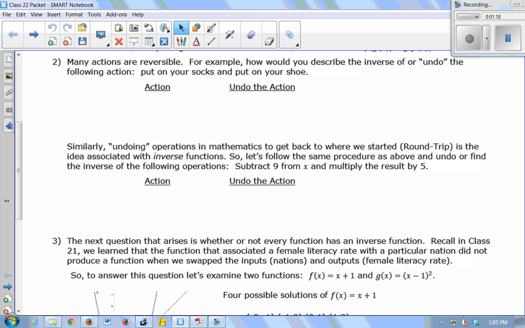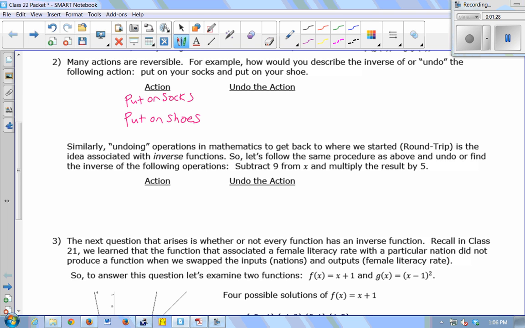And so my actions are put on socks first, right? Then put on shoes. So to undo, I have to undo it in the reverse order that I did it, right? So first thing I have to do is take off shoes and then take off socks.